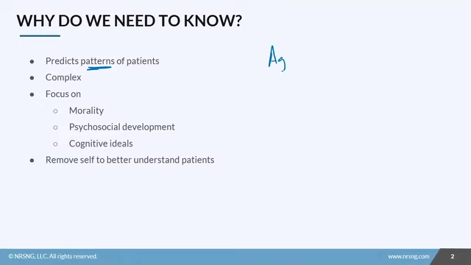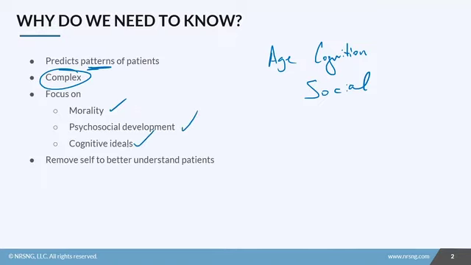They can look at things like age or cognition. They also look at some social aspects or exposures. Developmental theories add this level of complexity to your patients. For the most part, they focus on morality, psychosocial development, and some cognitive ideals. But one of the things you're going to have to do when you're thinking about your developmental theories is remove yourself from the situation and think about how your patient is based on these three theories. This gives you some better insight into what to expect from your patient going forward and how you can best help care for them.